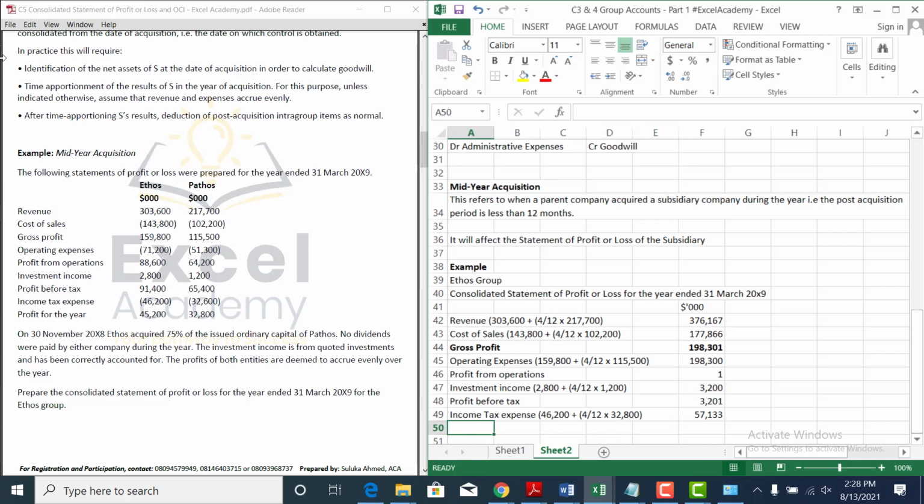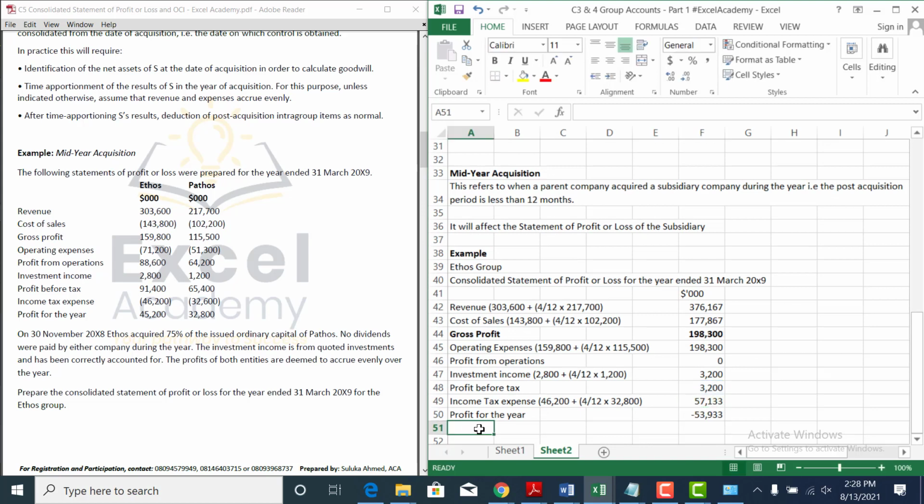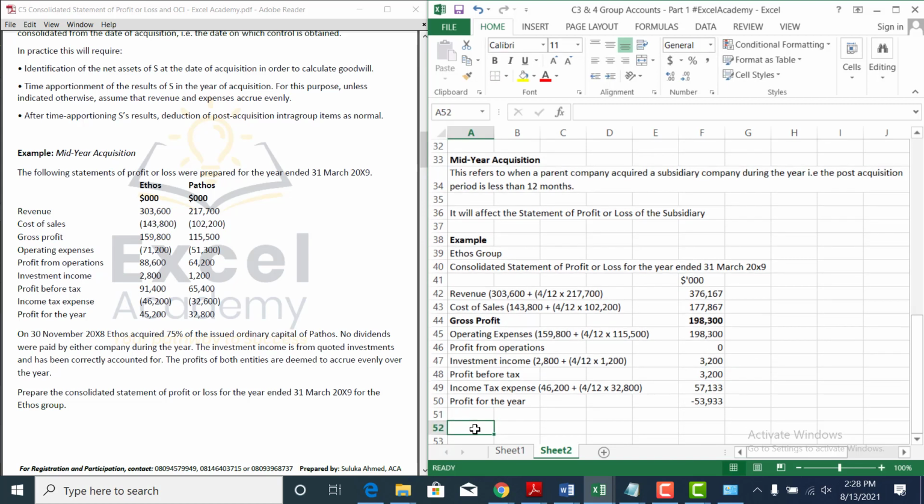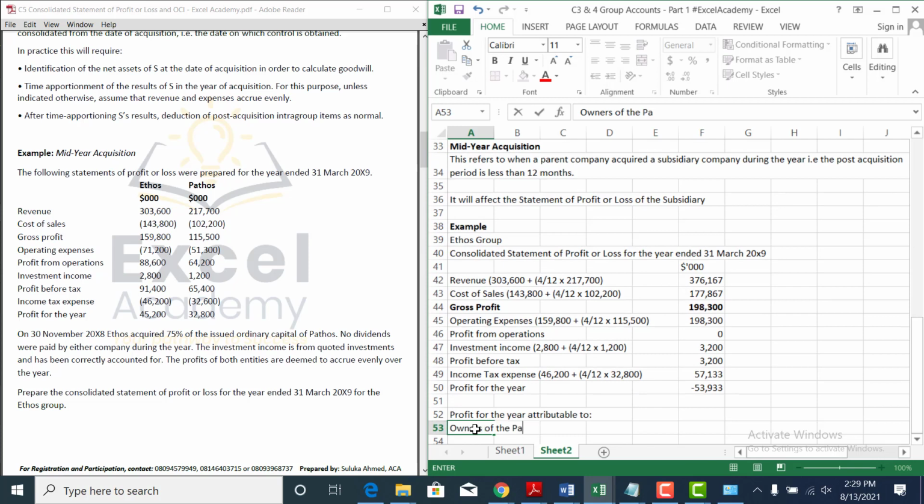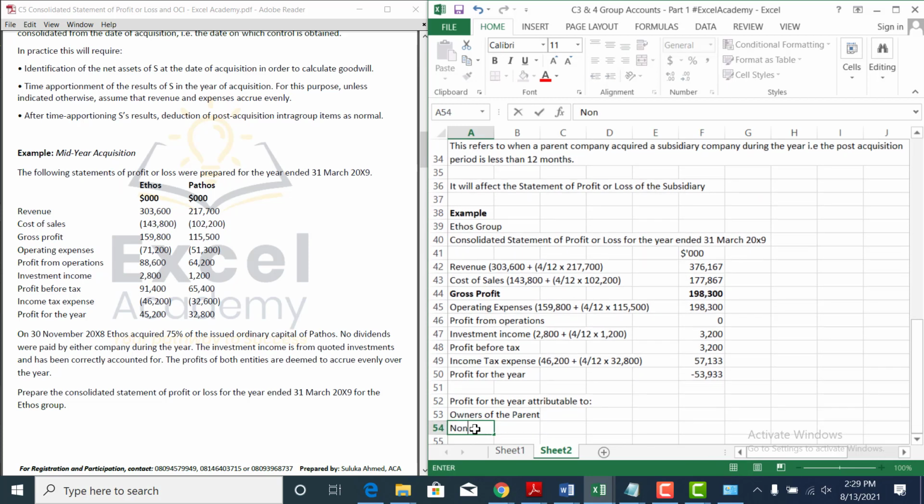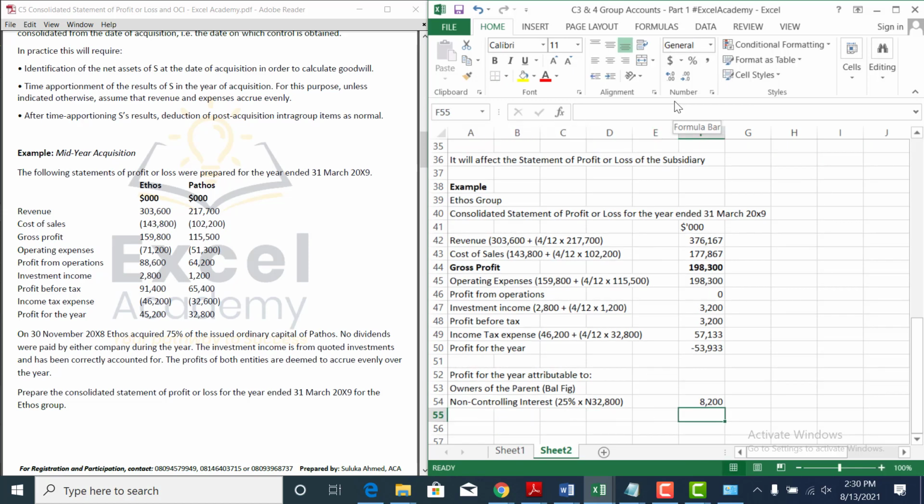So what will now be the profit for the year? Profit before tax minus the income tax expense. Then we say profit for the year attributable to owners of the parent, and we have the non-controlling interest. The owners of the parent, as you all know, will be the balancing figure. NCI will be 25% of profit for the year. And the profit for the year is what? 32,800, right? 8,200. And total year is minus 53,933. This will now be the balancing figure.